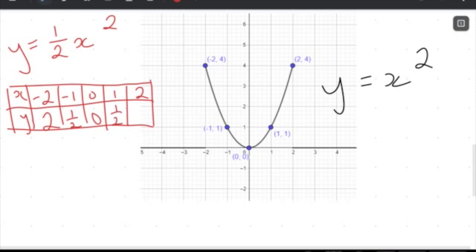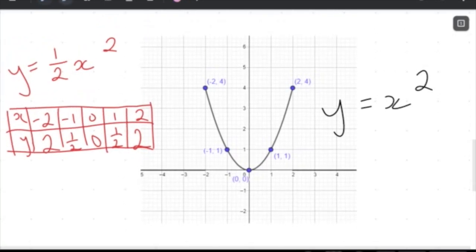1 squared times a half gives me half, and 2 squared gives me 4, half of that gives me 2. So I want to now graph my second parabola, this guy here, on the same xy plane as my original that is already shown. So when x equals -2, my y equals 2. Drawing that in here, I have the point -2, 2.